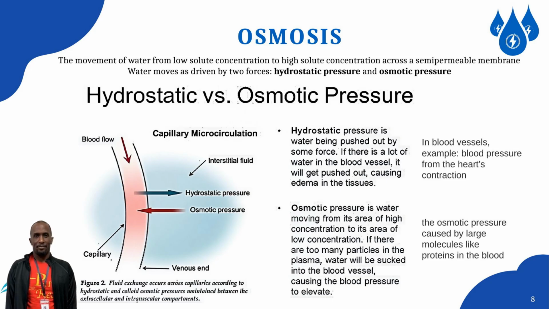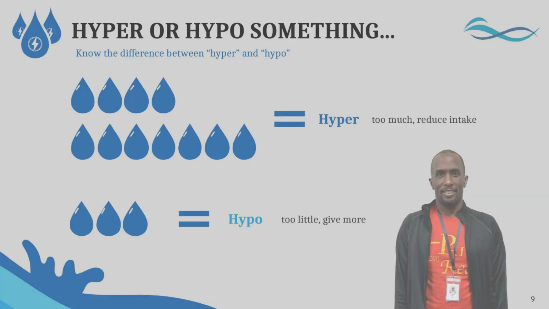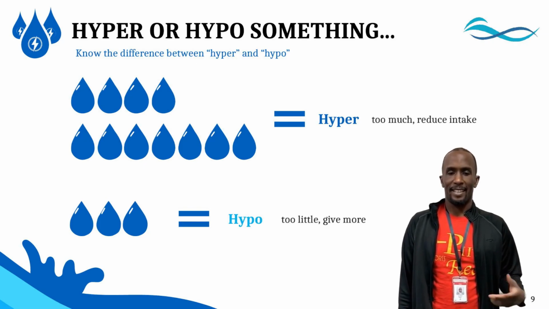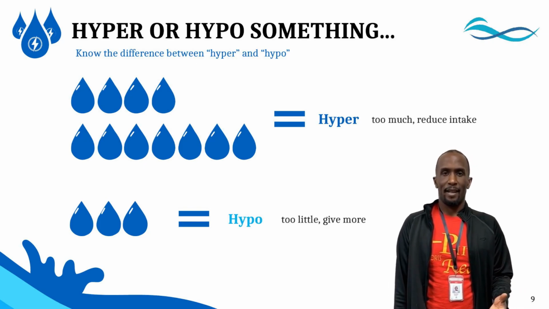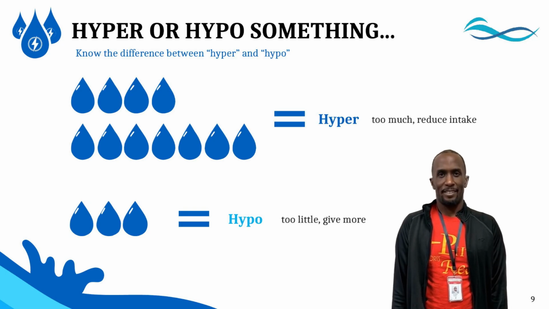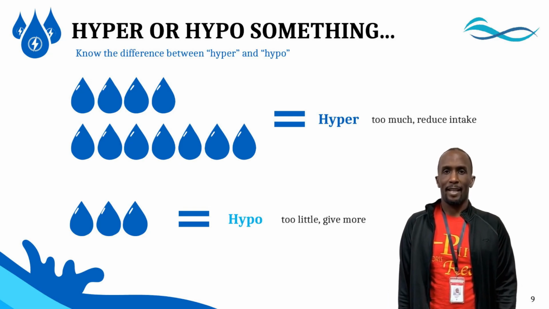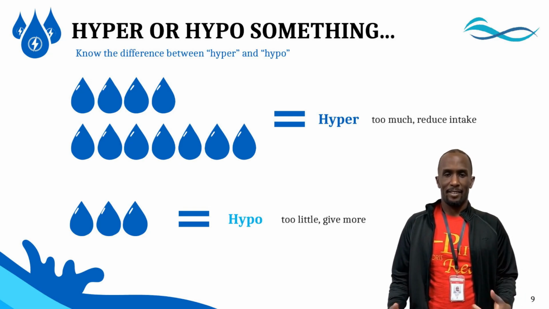This movement is influenced by hydrostatic pressure, such as blood pressure from heart contractions, and osmotic pressure, driven by large molecules like proteins in the blood. Understanding the difference between hyper and hypo is crucial. Hyper indicates an excess, such as hyperglycemia, where blood sugar is too high. Conversely, hypo signifies a deficiency, like hypoglycemia, where blood sugar is too low. Recognizing these prefixes helps in diagnosing and managing various medical conditions effectively.